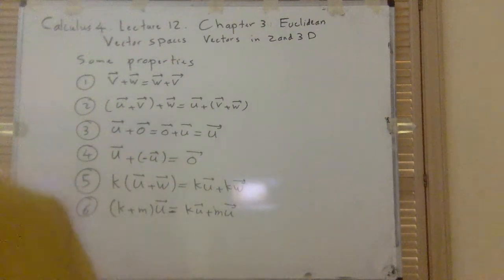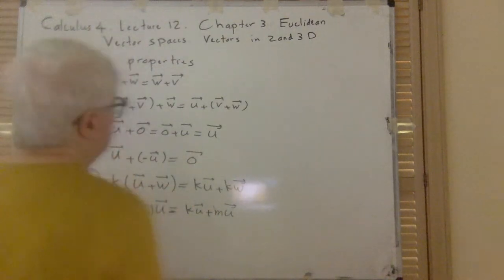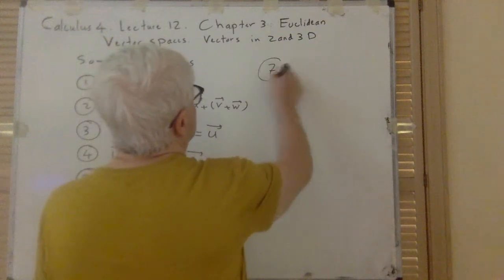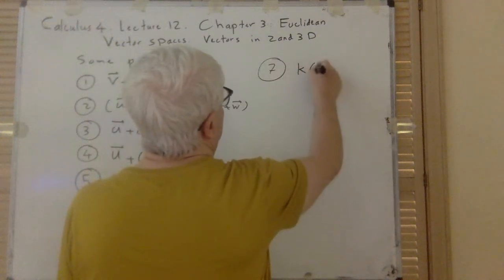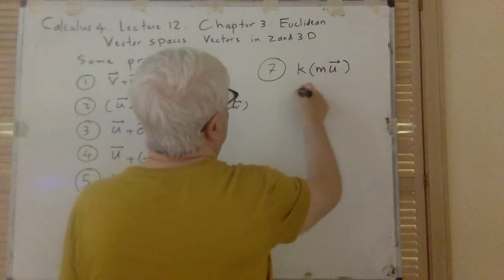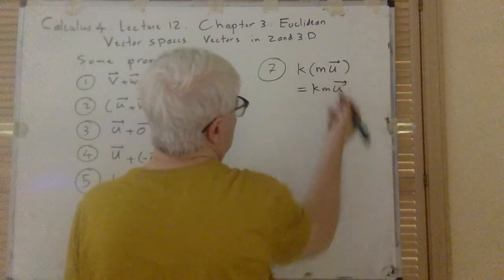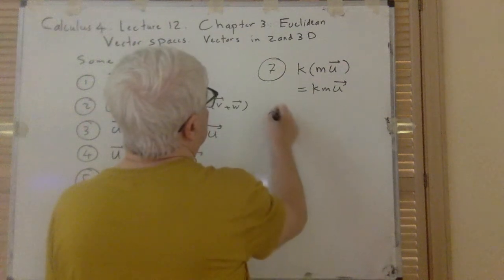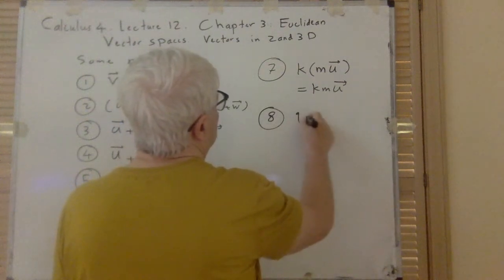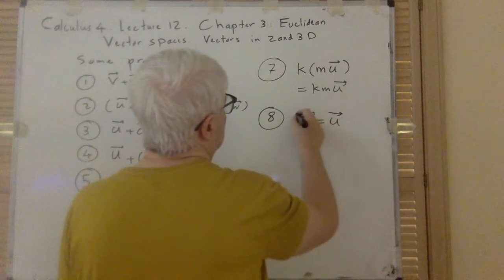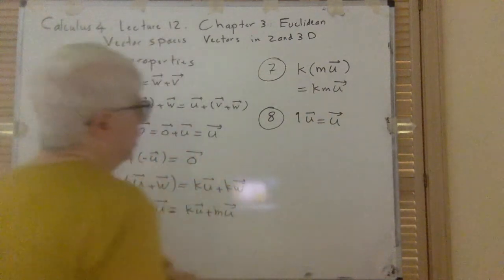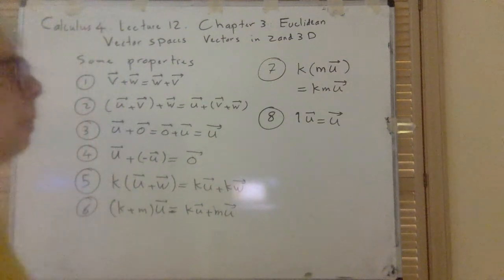So, let me see if there's anything that is not that trivial. Another one is number 7: if I multiply k by mu, it's like km times u, right? And number 8: if I multiply the number 1 by u, I will get u back. Okay. So these are properties of those two definitions.